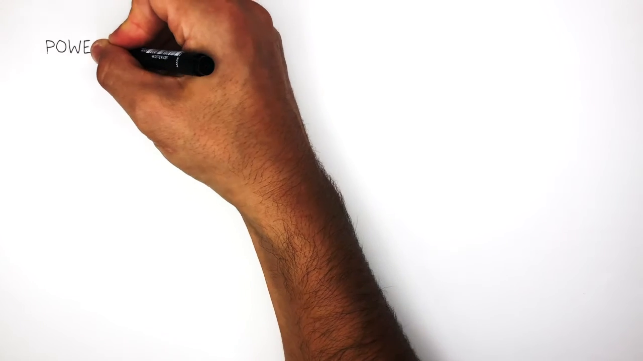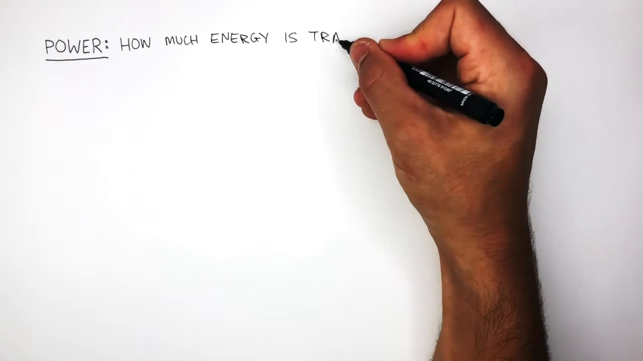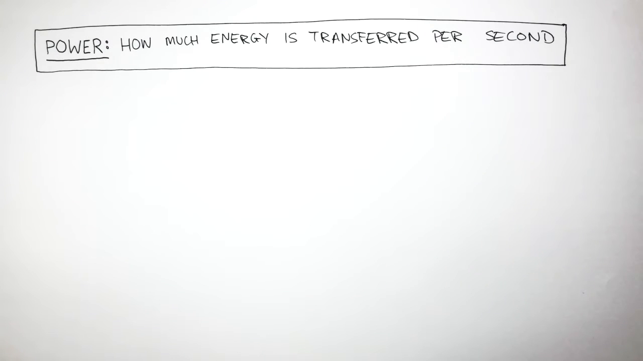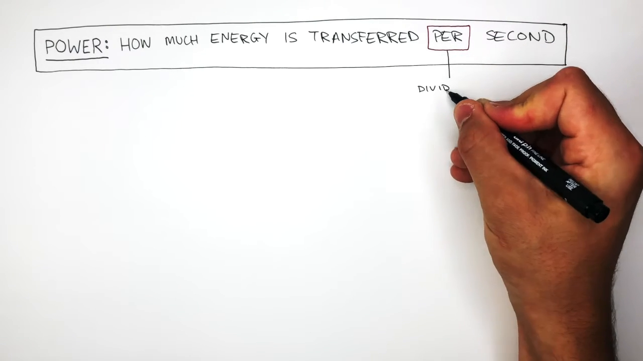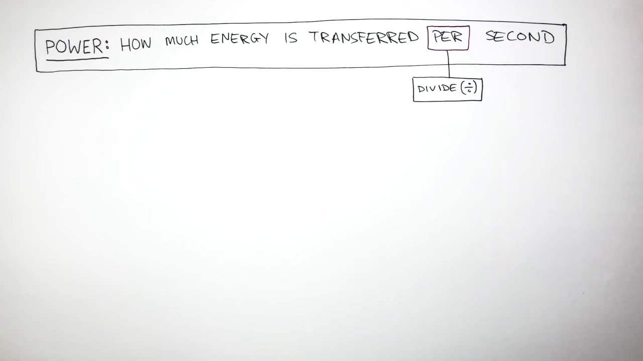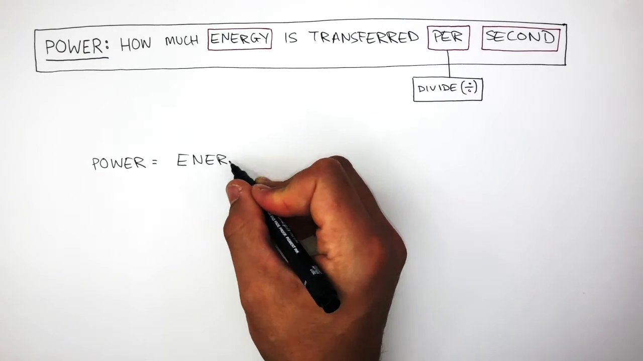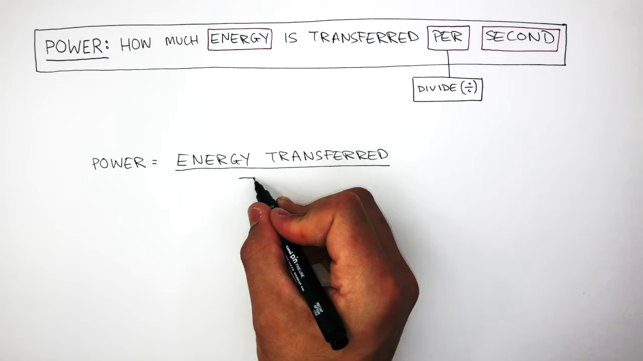We're now going to learn how to use our definition of power, which is how much energy is transferred per second, to understand how to calculate power. If you ever see per in a definition, this means divide. So because power is how much energy is transferred per second, this means the equation to calculate power is power equals energy transferred divided by time.